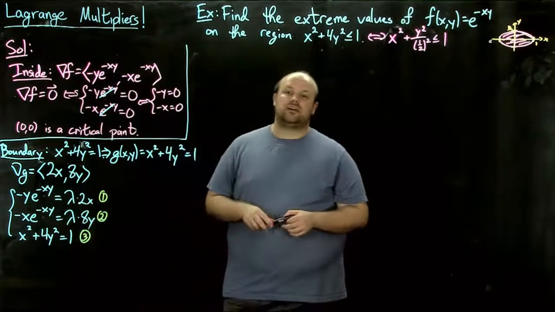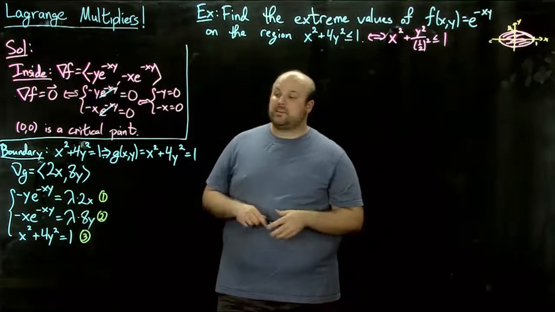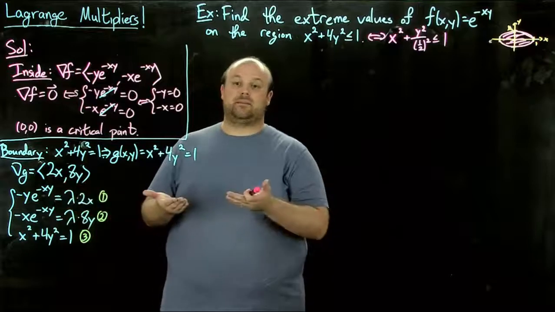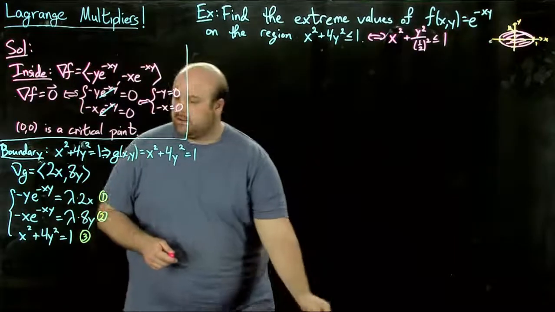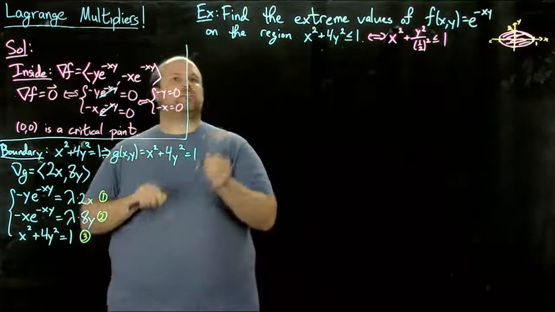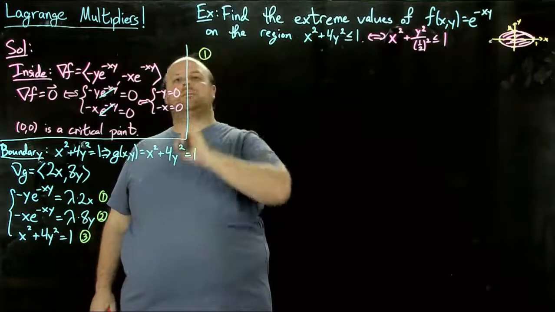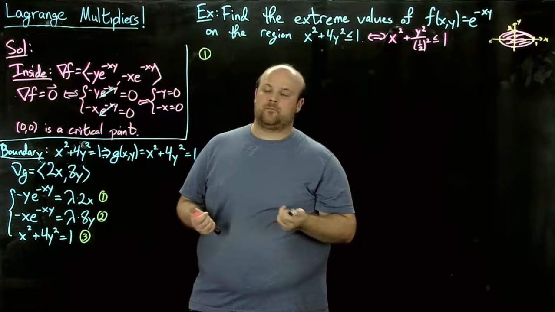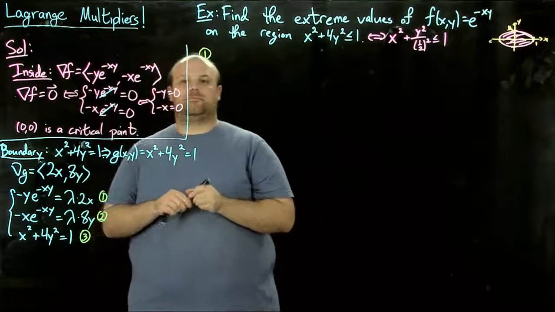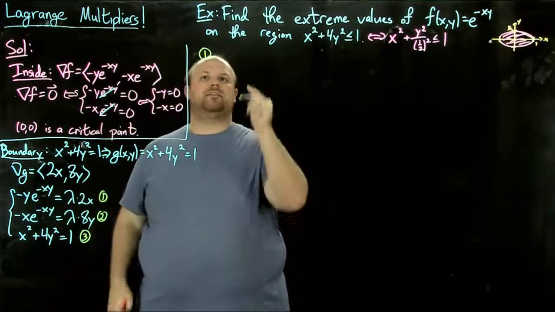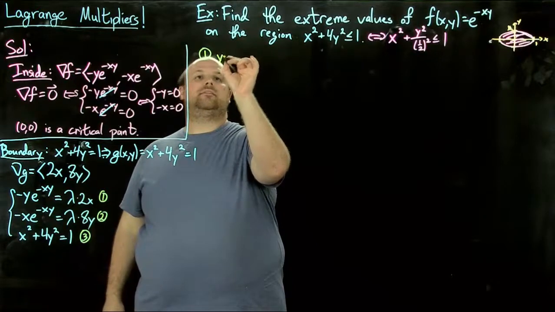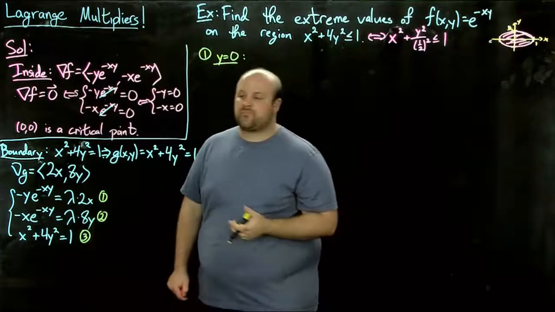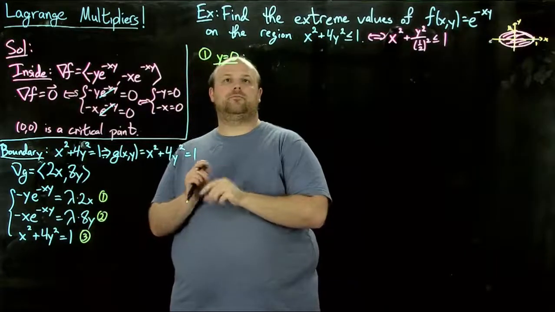So maybe we should try solving for that. Because if we solve for e to the minus xy in both of these, then we can set them equal to each other. All right. So in equation 1, we can do that unless y is 0. So let's check what happens when y is 0. What can happen? We can use equation 2.